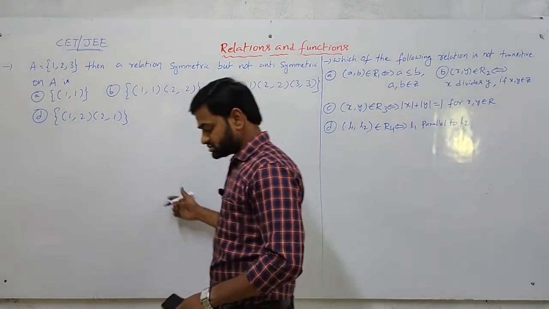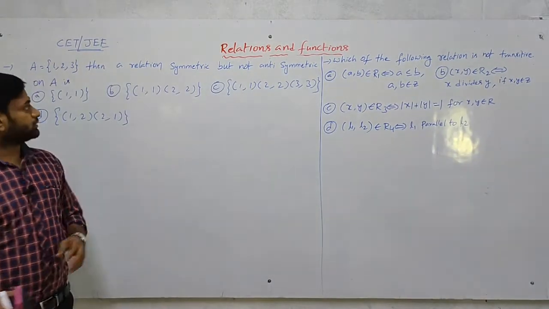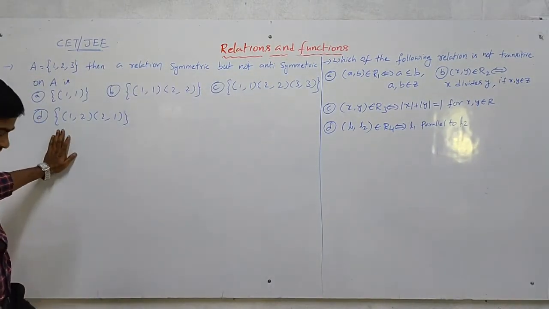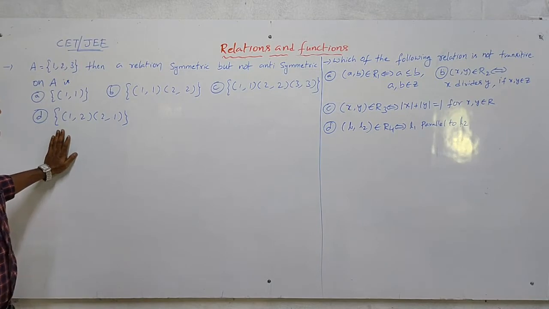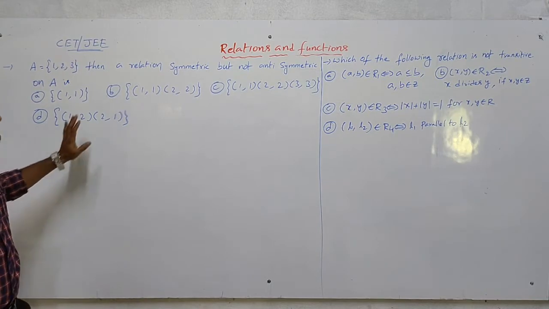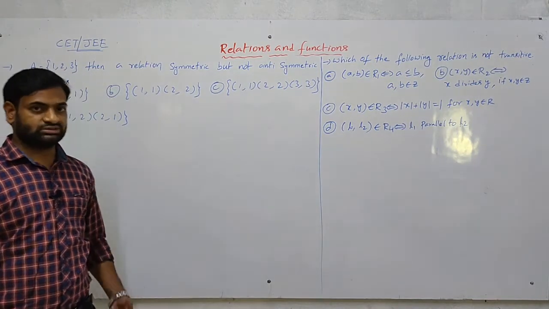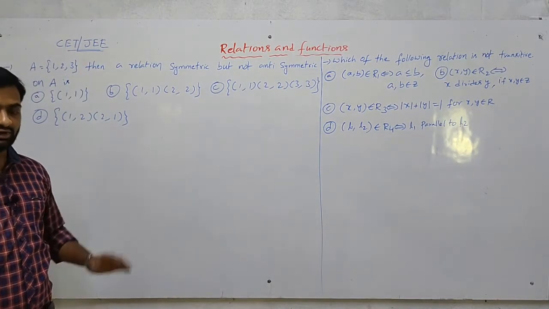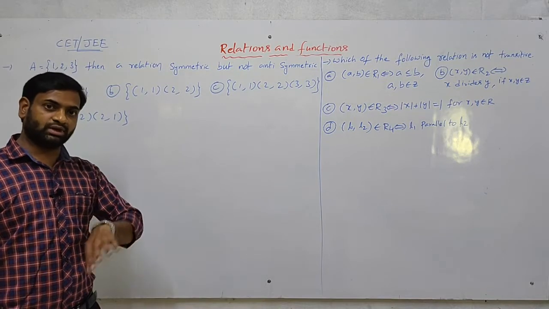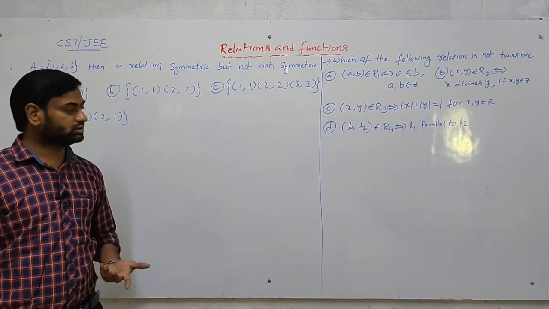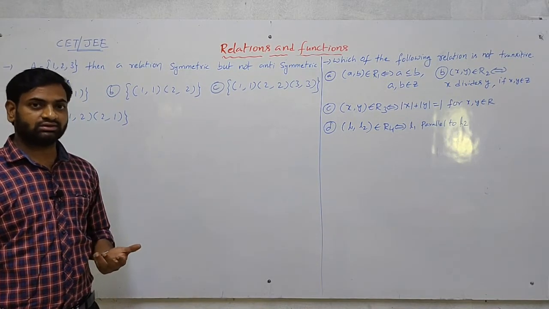Come to the next column. Capital A equal to {1, 2, 3}. Then a relation that is symmetric but not antisymmetric. Symmetric means, if (a,b) belongs to R, then (b,a) belongs to R. It is symmetric. What about the antisymmetric?